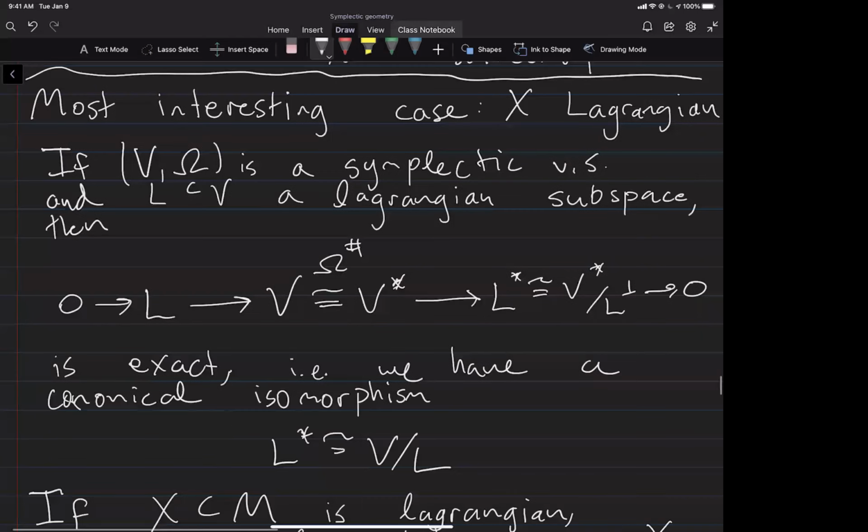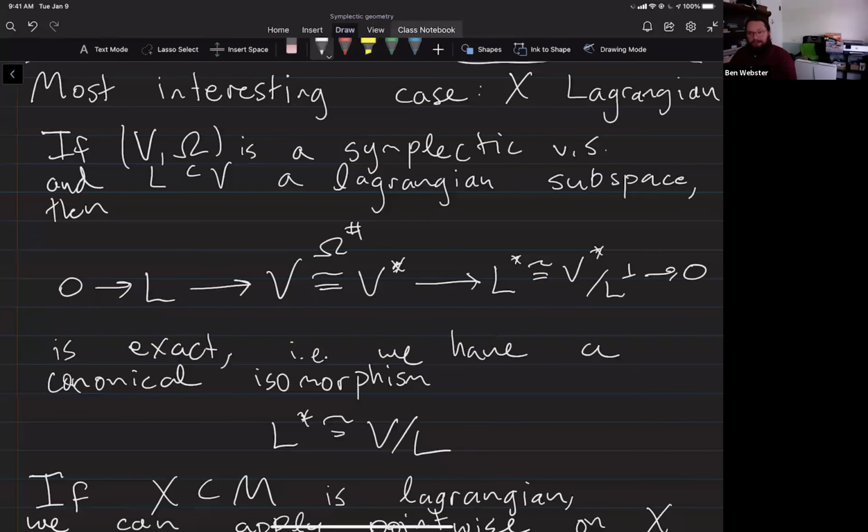So the other really interesting case to look at, where you can compare symplectic forms, is when your submanifold is Lagrangian. We already discussed Lagrangian submanifolds are some of the most interesting concepts in symplectic geometry. So it's a natural thing to look at what the story looks like when you apply it to a Lagrangian submanifold.